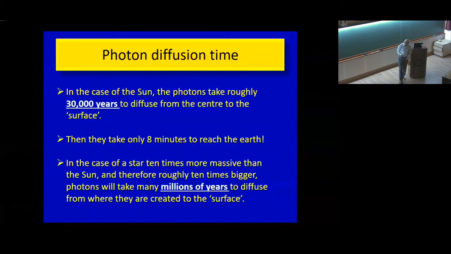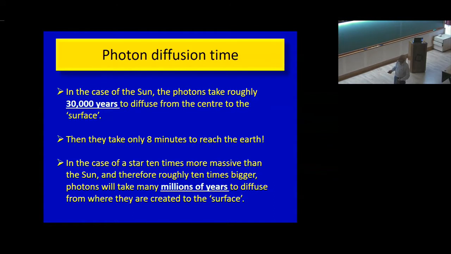Now, in the case of the sun, if you do this simple estimate of random walk, you can convince yourself that it takes a photon about 30,000 years to diffuse from the center to the surface of the sun. And then, of course, it takes only 8 minutes to reach the earth. Now, this 30,000 years may not sound very impressive to you, but in the case of a star which is 10 times more massive than the sun, and therefore roughly 10 times bigger, photons will take many millions of years to diffuse from where they are created to the surface.